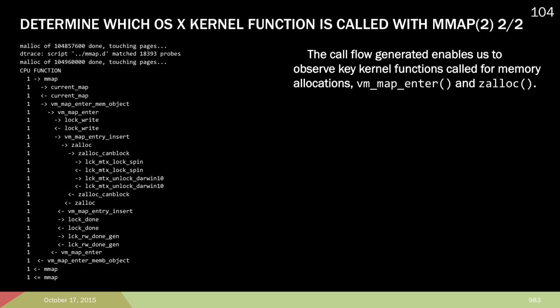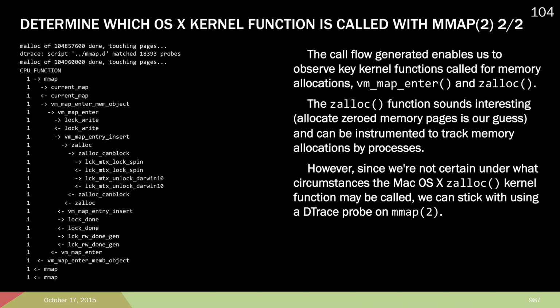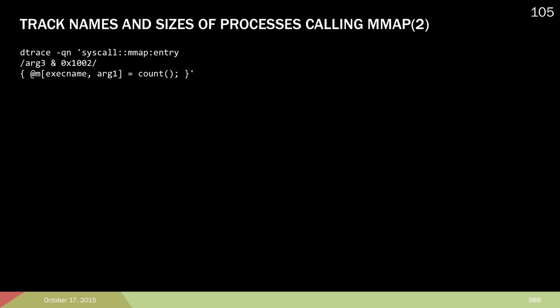The call flow generated enables us to observe key kernel functions called for memory allocations: vm_map_enter and zalloc. The zalloc function sounds interesting. Allocate zeroed memory pages is our guess, and it can be instrumented to track memory allocations by processes. However, since we're not certain under what circumstances the macOS X zalloc kernel function may be called, we can stick with using a DTrace probe on mmap.